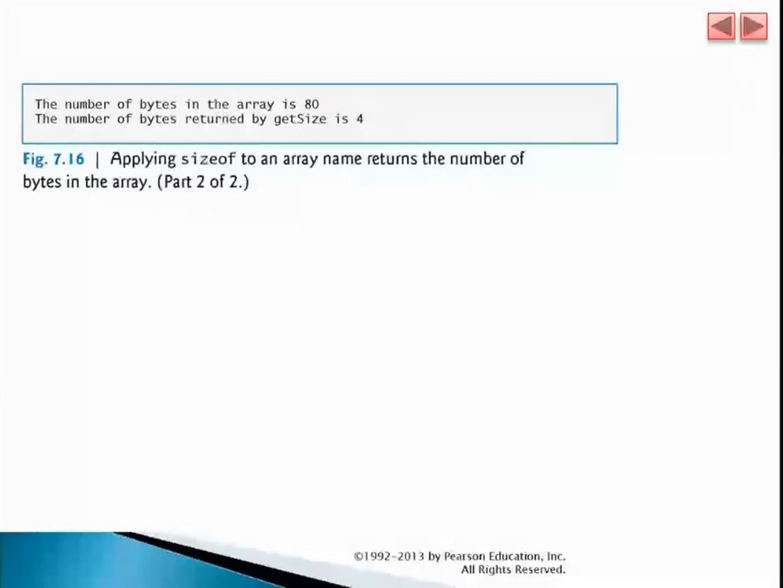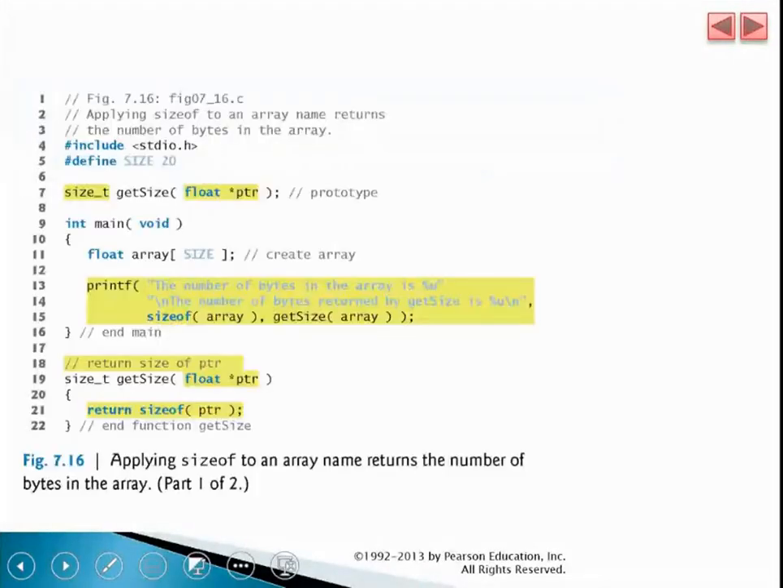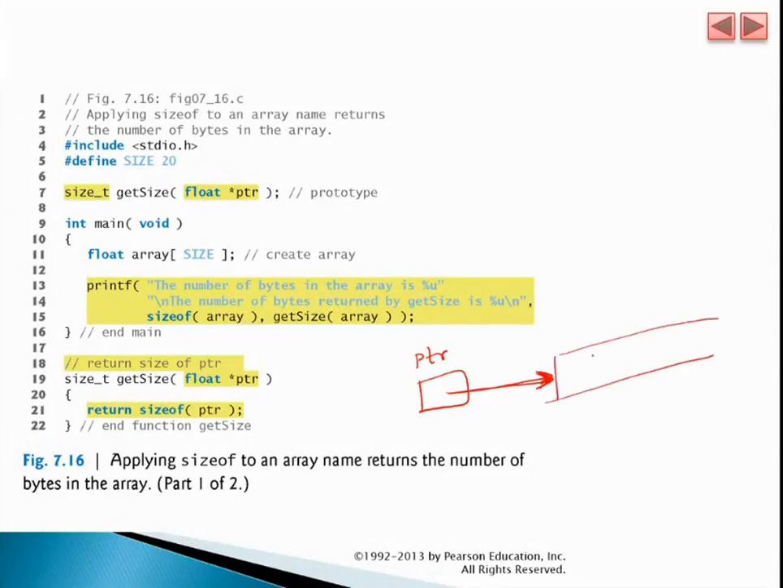So this is the output. The number of bytes in the array is 80, but get size is returning 4. Now, can you tell me the reason for this? Pointer is a simple variable which stores an address, and it is pointing to float type. So for this address storage, we only need 4 bytes. But the array has a larger size. So get size is returning the size of the pointer, not the array.